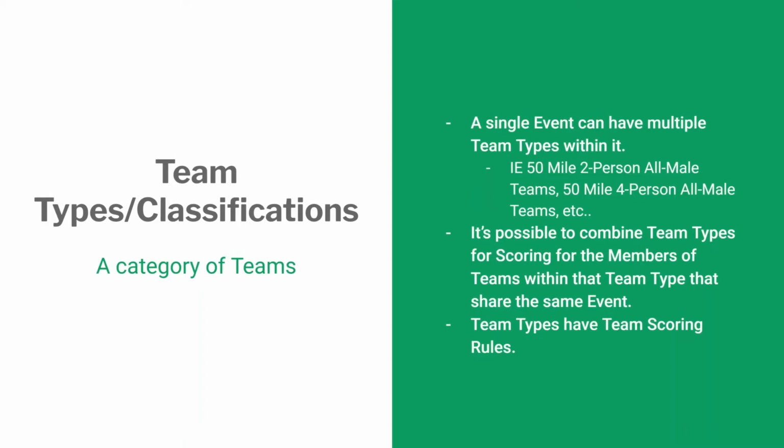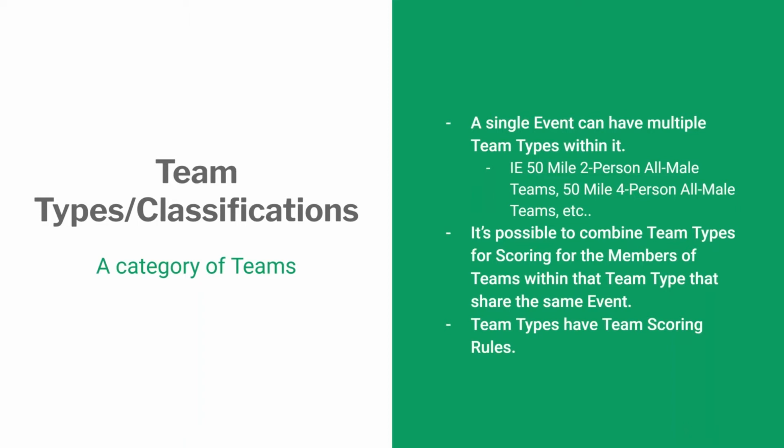Now, it's also possible to combine those team types for scoring if the members of the teams within that team type share the same event. So with relays, that's usually the case. You usually have a 50-mile run and you've got a bunch of teams in it, and you want to make sure that everybody who's part of the team is also part of that event. So that's really nice for Aggregate, which we'll talk about next week, but for Relay, it doesn't really matter too much.